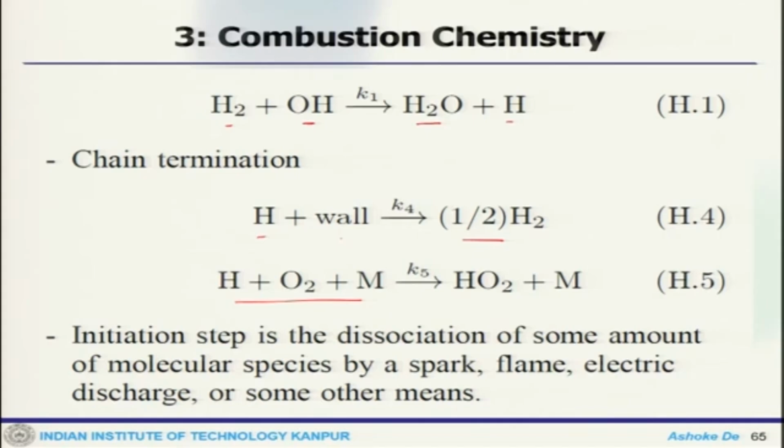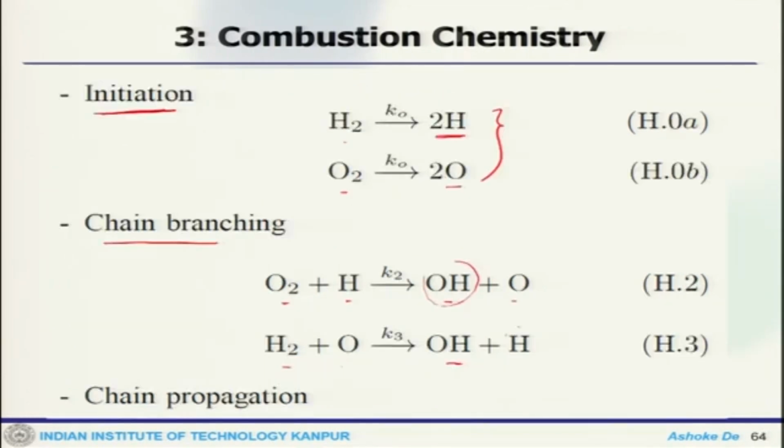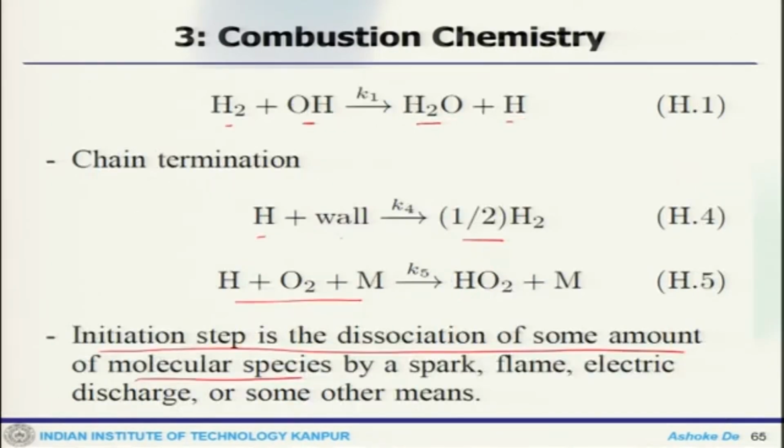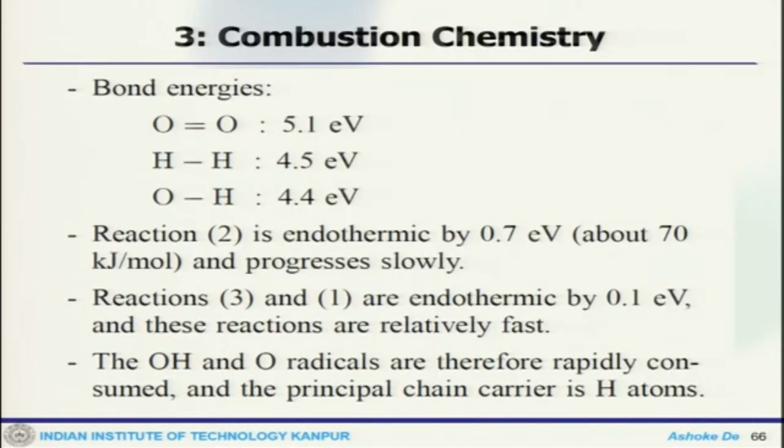So, the initiation step is the dissociation of some amount of molecular species. When you look at this initiation step, to get this dissociation to take place, some amount of spark or flame or something has to be provided which will dissociate these things. Once that happens, you get the free radicals, and then the free radicals start the reaction. There are also energies associated with different bonds of these molecules, like O-O and H-H, and they have different levels of energies.